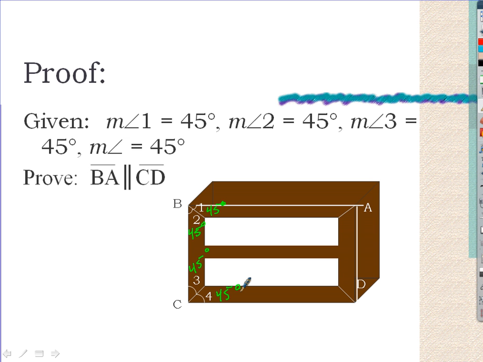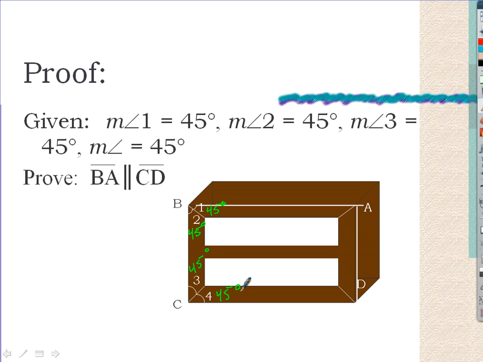we can extend it forever, because if the segments are parallel, so are the lines. So segment BA is parallel to segment CD, or line BA is parallel to line CD. Either way, doesn't matter. So how might we do that? Let's talk through this one first, and then we'll see what it looks like as proof. What do you think?